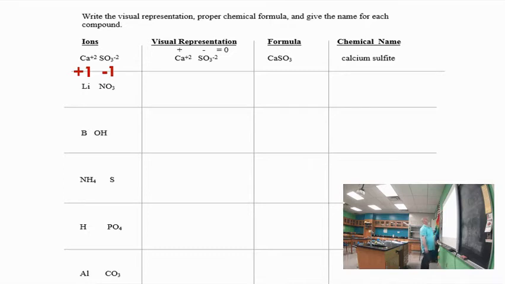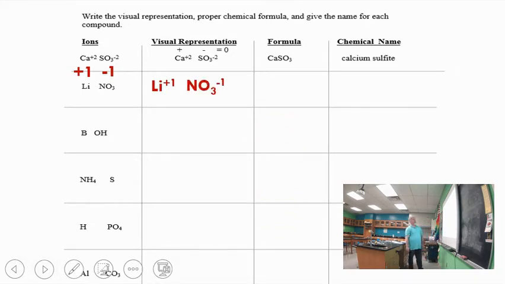How do we do our visual representation? Remember, when you do your visual representation, I want you to start off, write each ion. Do we have balanced charges? We have one positive, one negative. Yes, our charges are balanced. We're done with our visual representation. Now we just have to write down what we see.